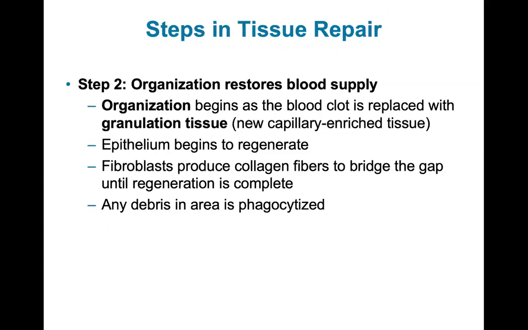The second step is organization restores blood supply. You want to fix that first. Organization begins as the blood clot is replaced with granulation tissue, which is essentially new capillary enriched tissue. Once you have restored blood supply, epithelium begins to regenerate, and any debris that remains will be phagocytized by phagocytic cells.